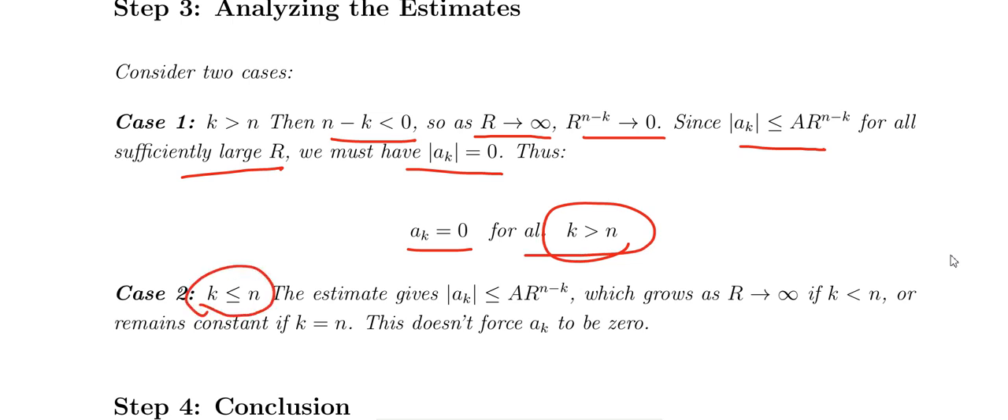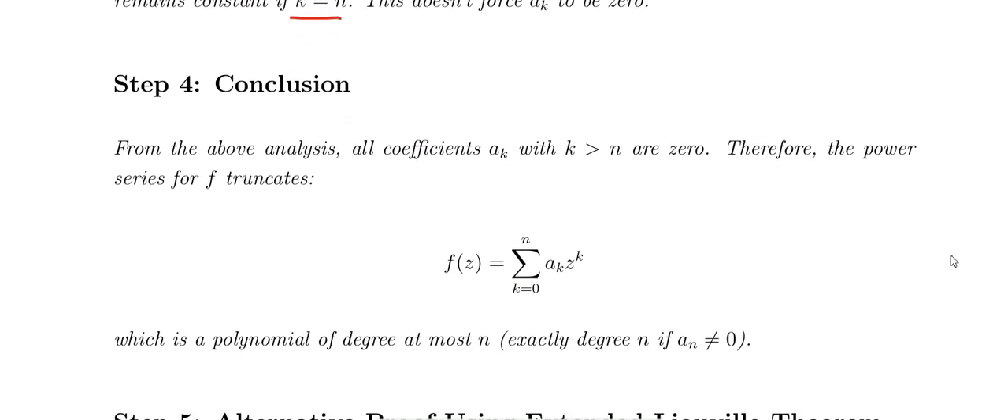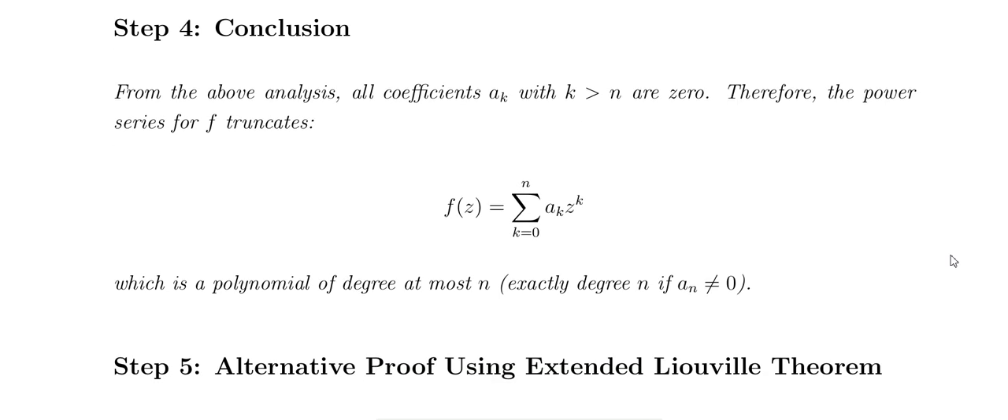Suppose k is less than or equal to n. Then the bound A r power n minus k grows as r tends to infinity if k is less than n, or remains constant if k equals n. So it doesn't force ak to be 0; ak does not converge to 0. Therefore the coefficients ak with k greater than n are zero, and f of z equals summation ak z power k is a polynomial of degree at most n, exactly degree n if an is not equal to 0.